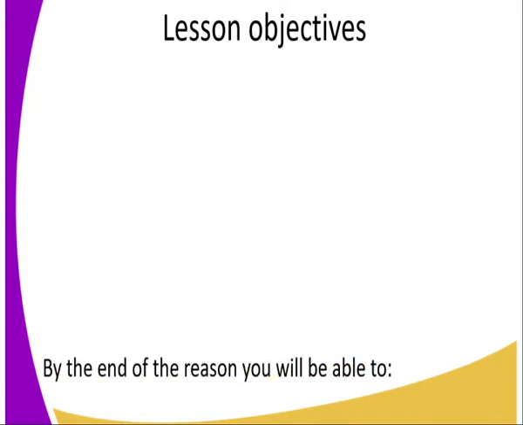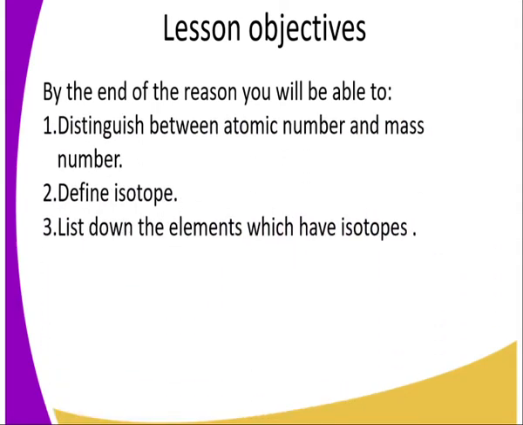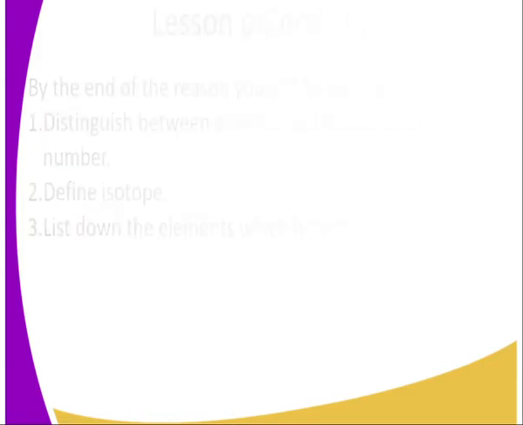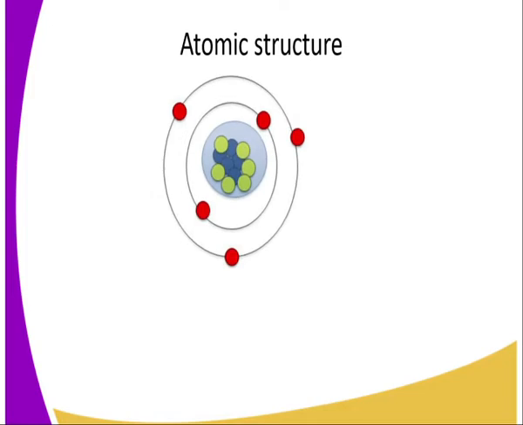So what are the objectives of this lesson? By the end of this lesson, you will achieve the following. One, you will distinguish between atomic number and mass number of a given atom or element. You'll be able to define what is an isotope, and you'll also now be able to list down elements which have isotopes. So a quick review to the structure of an atom.